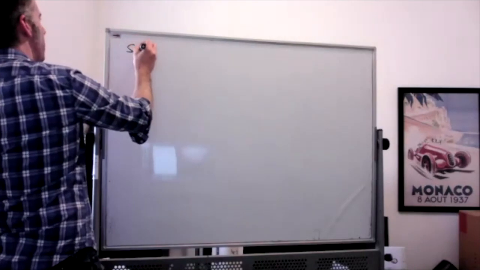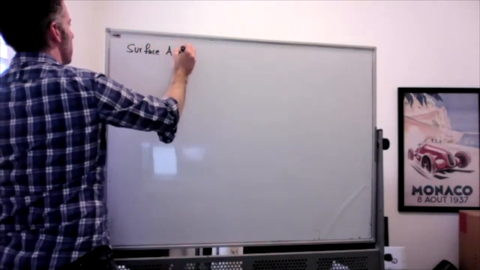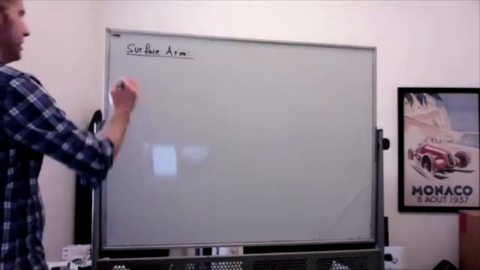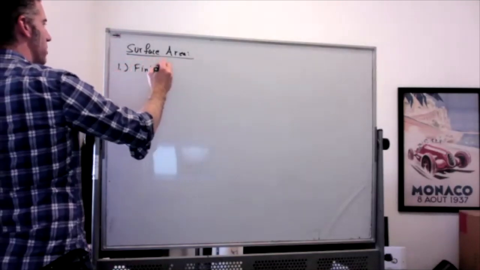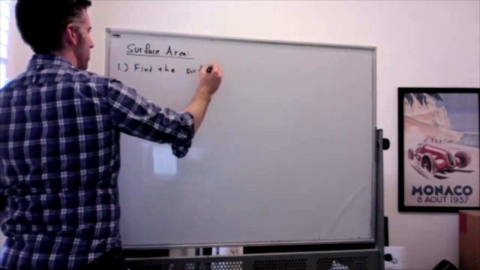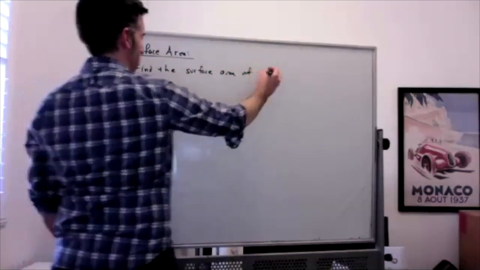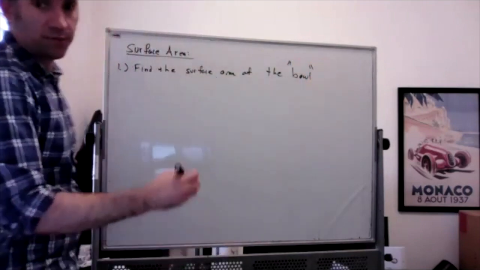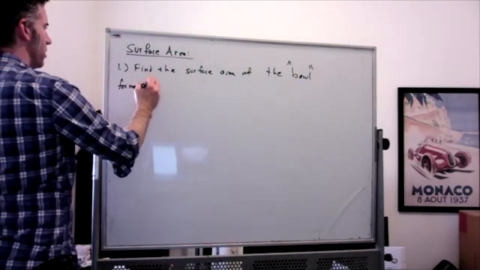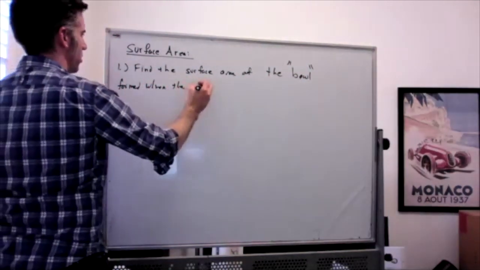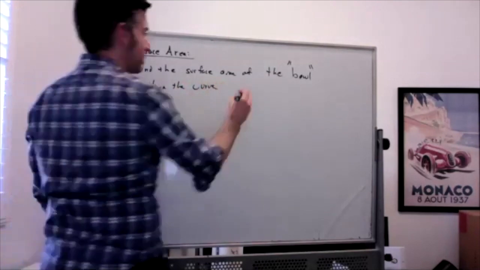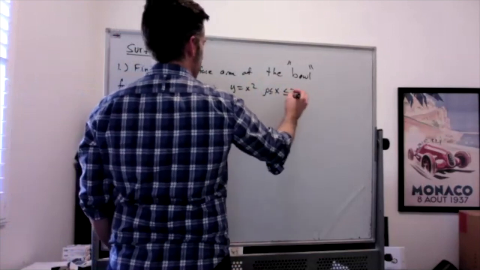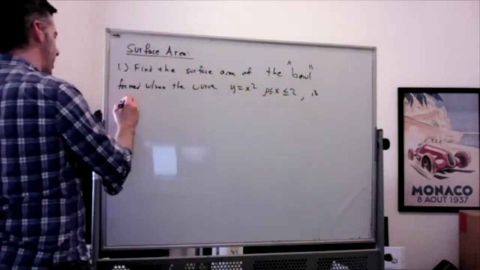Surface area can be a big pain in the butt. But it doesn't have to be. So here's what I want to find: the surface area of the quote unquote bowl formed when the curve y equals x squared, where x is between 0 and 2, is revolved around the y-axis.